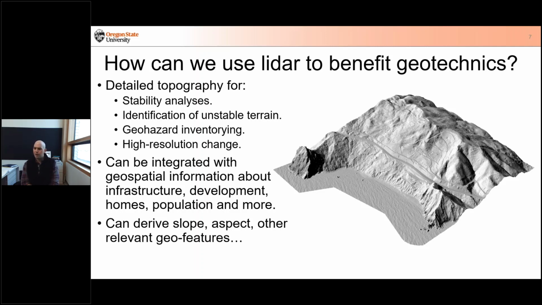Another nice thing is it's a spatial data set. You can integrate it with other sorts of geospatial information, highway networks, census data, whatever you have in space, and actually start to do some planning level exercises as well. Of course, you can derive things like slope, aspect, lots of features that are based on spatial data of this nature.